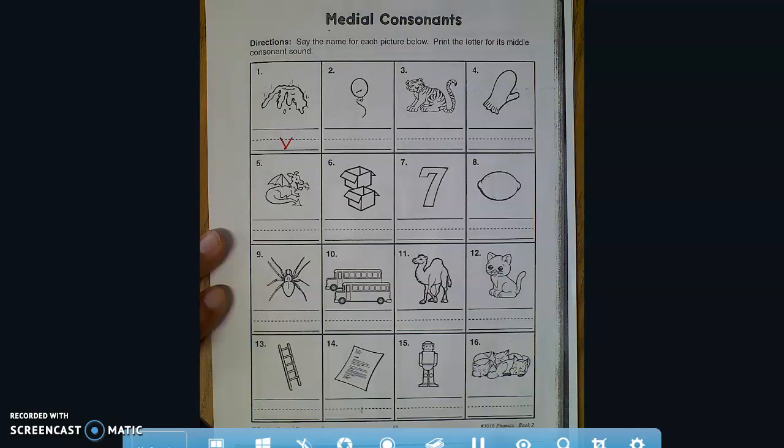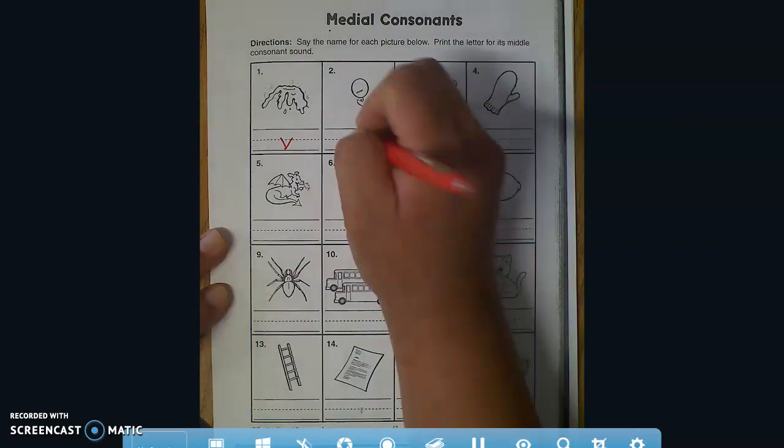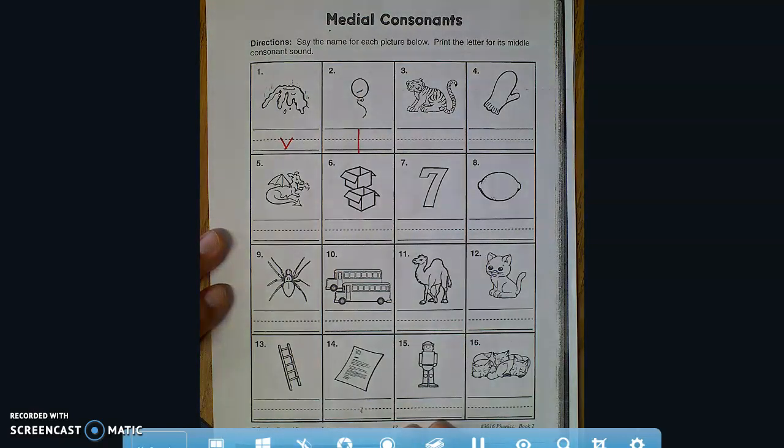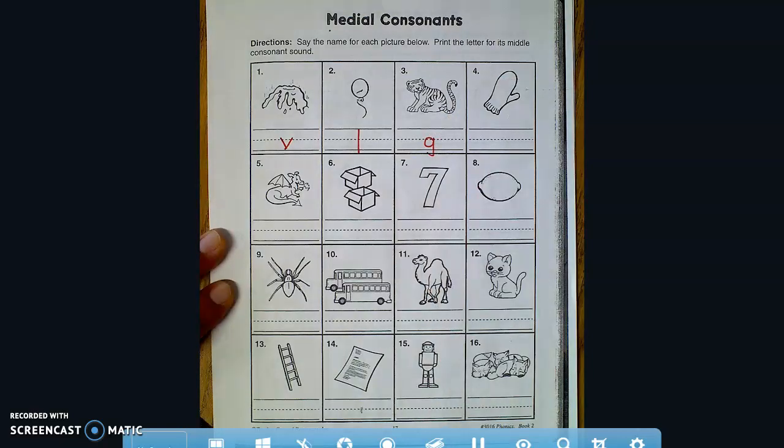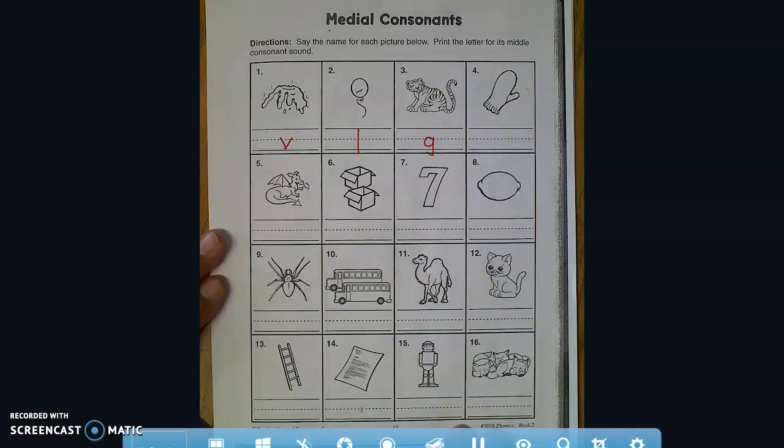Our second picture is a balloon. So listen for the middle sound of the consonant in balloon. Balloon. L. Number 3, we have a picture of a tiger. So listen for the middle sound of the consonant in the word tiger. Tiger. G is the middle sound in tiger.